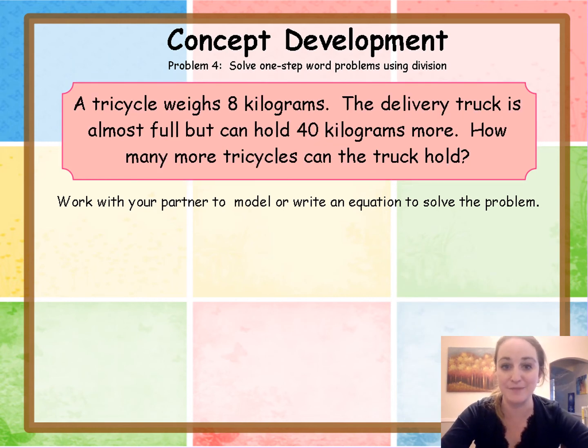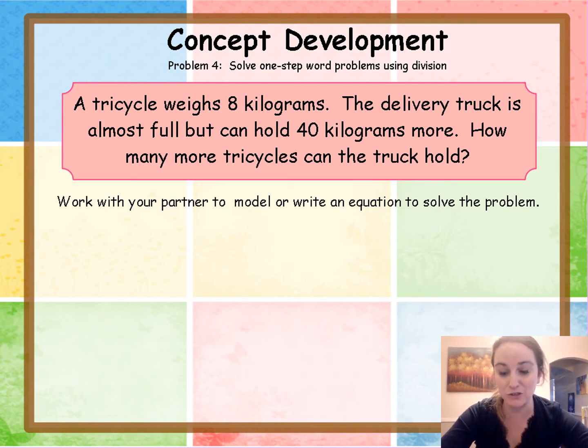Let's do another one. A tricycle weighs 8 kilograms. The delivery truck is almost full, but can hold 40 kilograms more. How many more tricycles can the truck hold? So now we're thinking 40 is our total. And we know that each tricycle weighs 8 kilograms. That means we're looking for our groups. How many more tricycles the truck can hold?